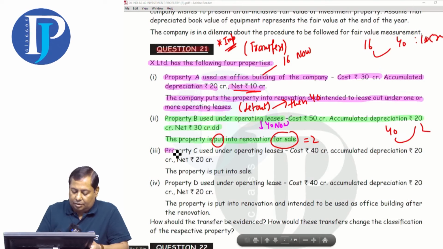Third one is property C, which is being used under an operating lease. If we're using it in an operating lease, then it's let out. So we'll use 40. The cost is 40 crores, 20 crores of depreciation. So the carrying amount is 20 crores. The property is put into sale. So this is the same case.